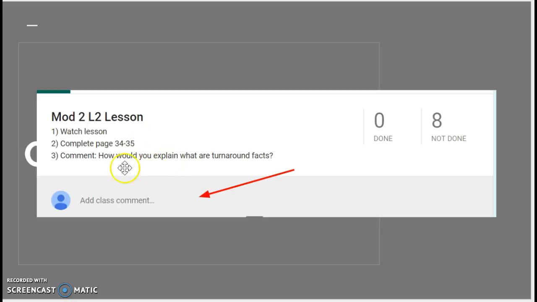Now, leave a comment. How would you explain what are turnaround facts? Click in this area to leave your comment on how you would explain what are turnaround facts. When you are finished, you will go to Module 2, Lesson 2, Goal Sheets video.